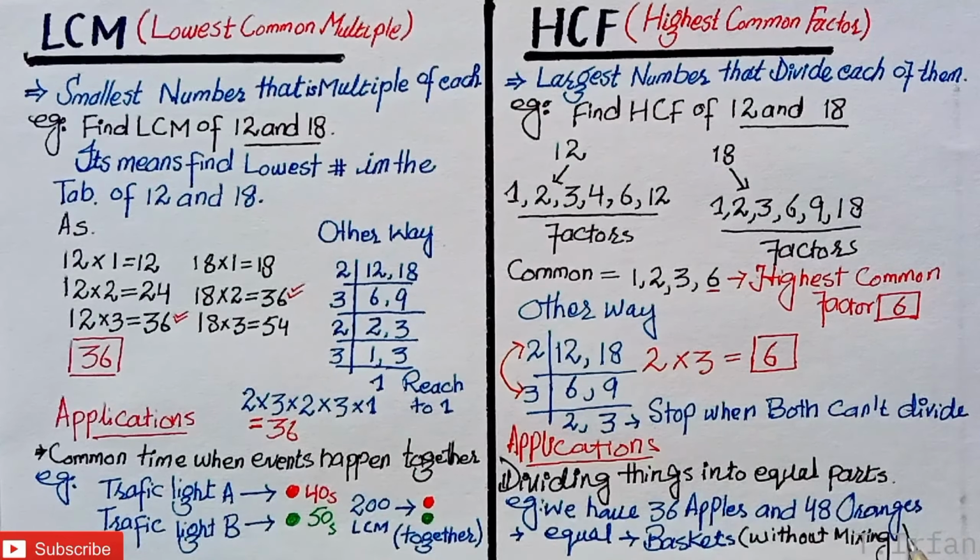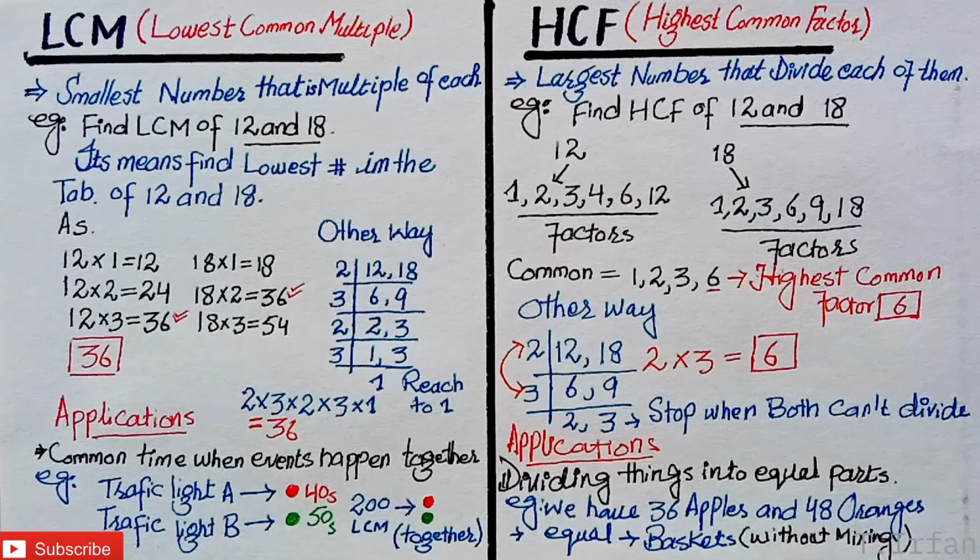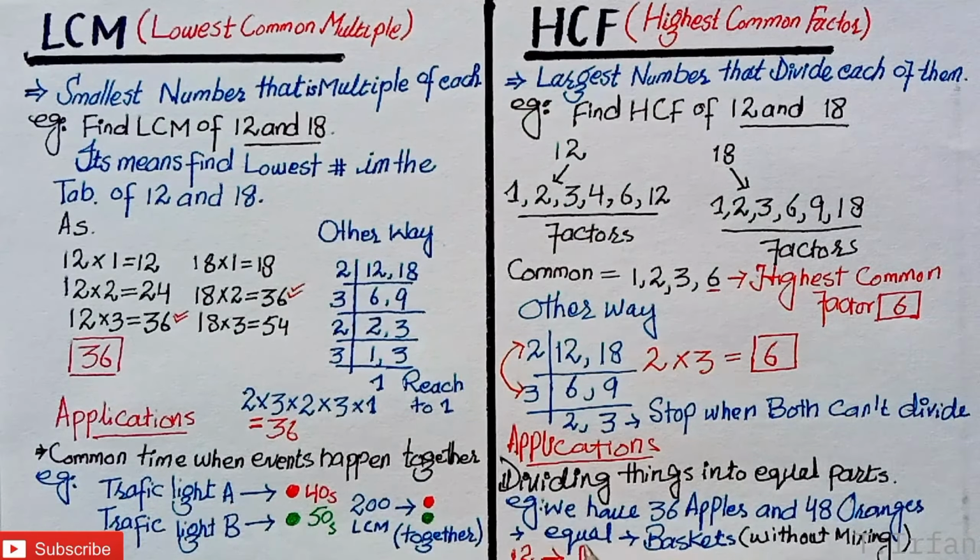So each basket will have 12 apples and oranges.